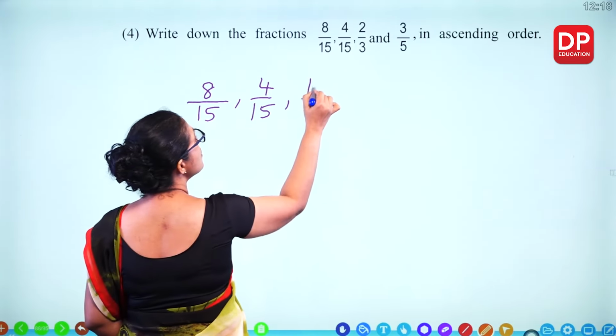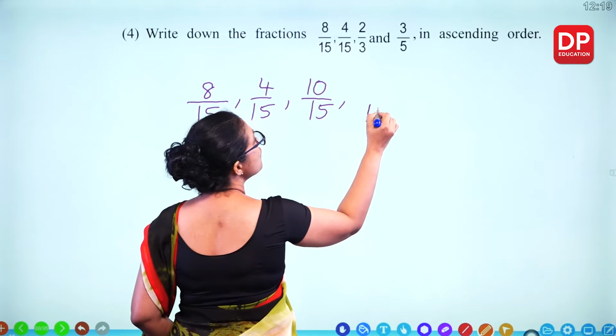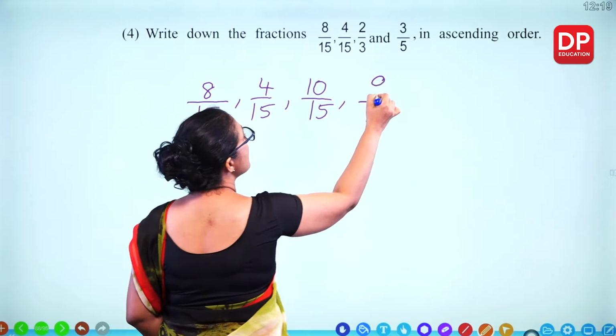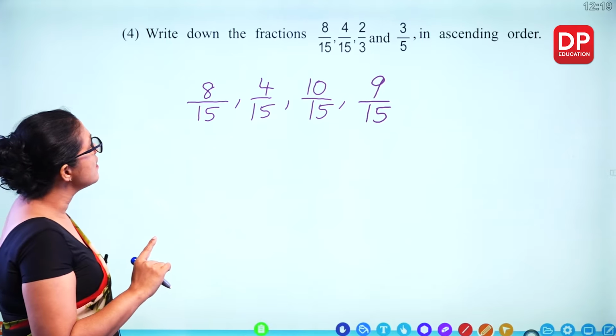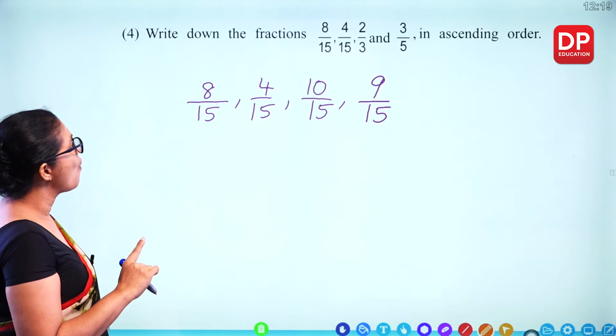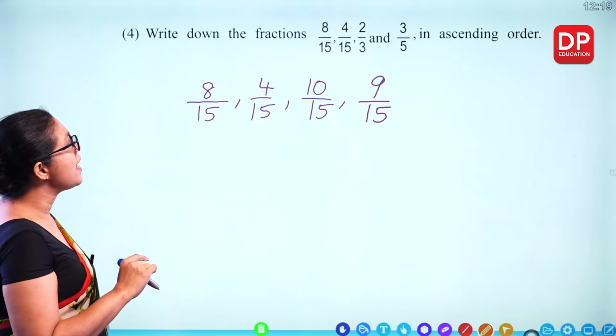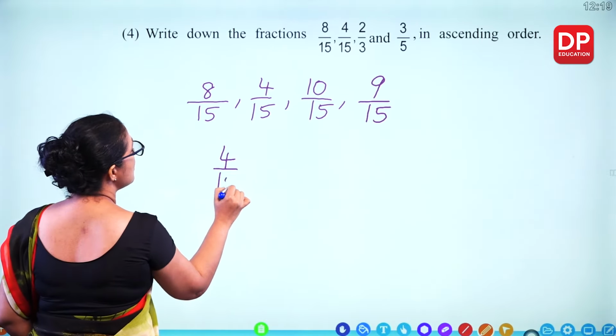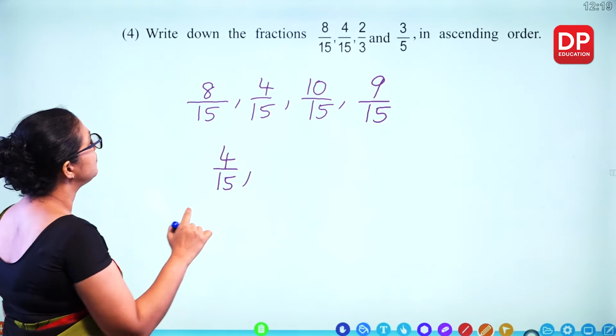5 times 2, 10. This one convert to 15, multiply by 3. 3 times 3, 9. Now we see which one is the lowest. 4. We are looking at the numerator. 4. That means the 4 over 15 is the lowest. Then this is first one.